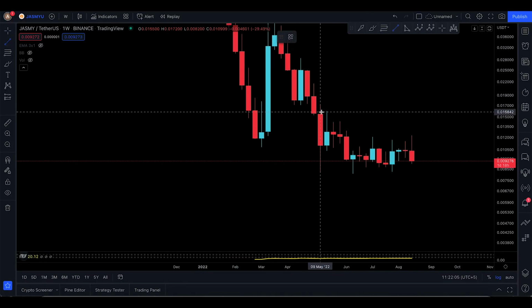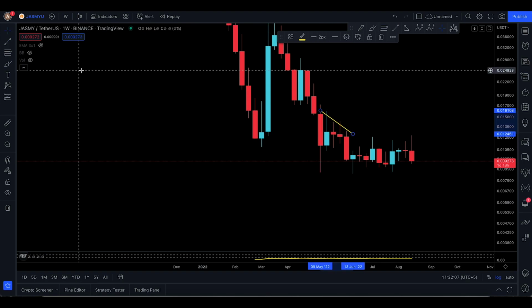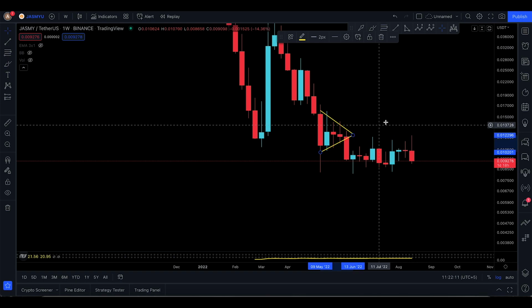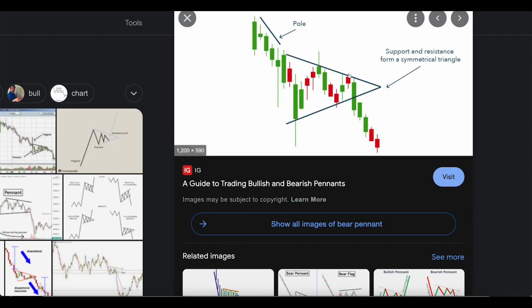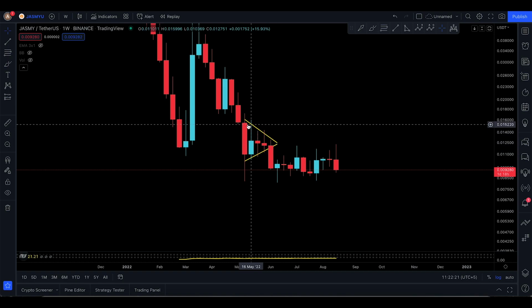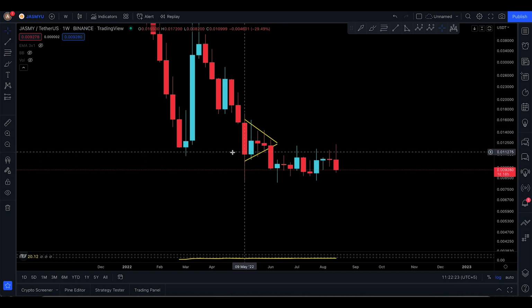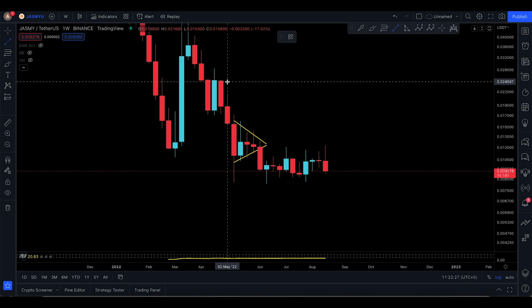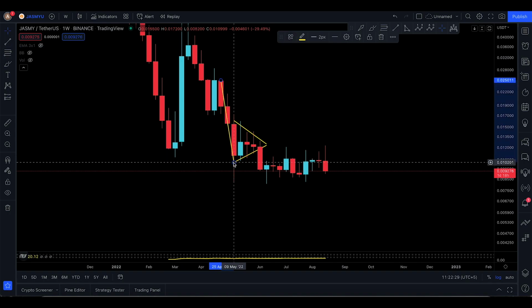Doesn't that really show you that from there to there, you had that one right here, and then from there to there, you had that one down right there, okay? So it was a very clear pennant, and this is known as a bear pennant. And then you have a pole and one symmetrical triangle forming support and resistance, and the support and the resistance actually meet together to form that symmetrical triangle.